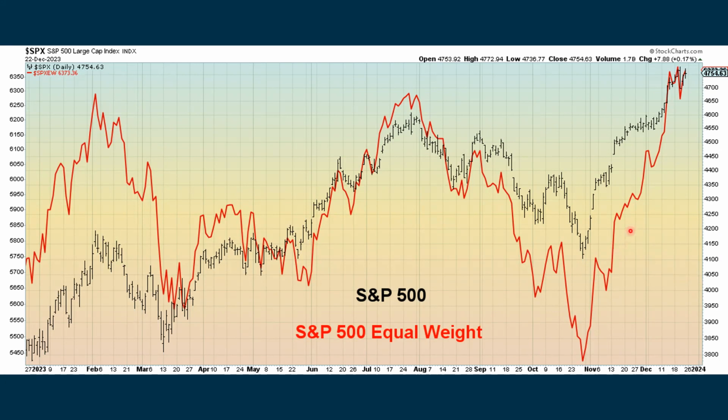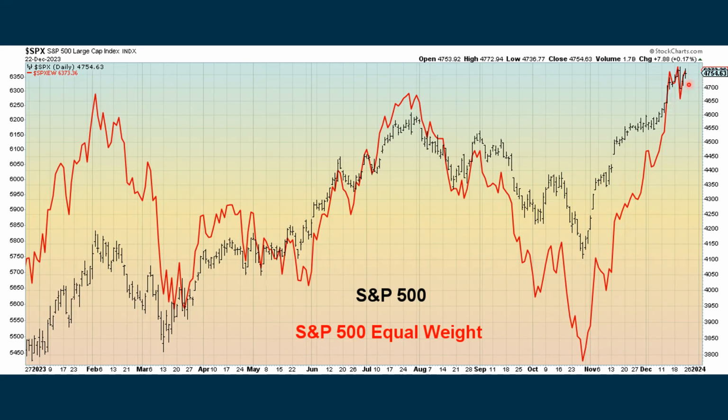That means that all stocks in the S&P are treated the same. Unlike the S&P 500 regular index, that's the one that you probably hear about all the time, that is a weighted index. And when the bigger companies do better, or when they're moving, they have more of an impact on the value of the S&P 500 itself. And we've been seeing where the red line has been underperforming the S&P weighted index for quite some time. But lately, over the past few weeks, we're seeing a real improvement here.